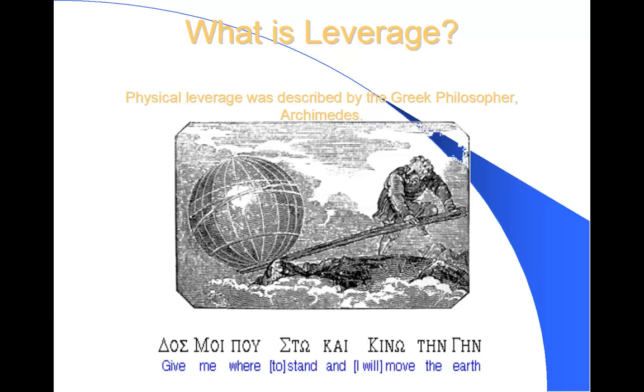First of all, financial leverage is similar to physical leverage. And physical leverage was first described by the Greek philosopher Archimedes at about 350 BC. Archimedes is famously said to have stated, "Give me a place to stand and a lever long enough and I can move the world."